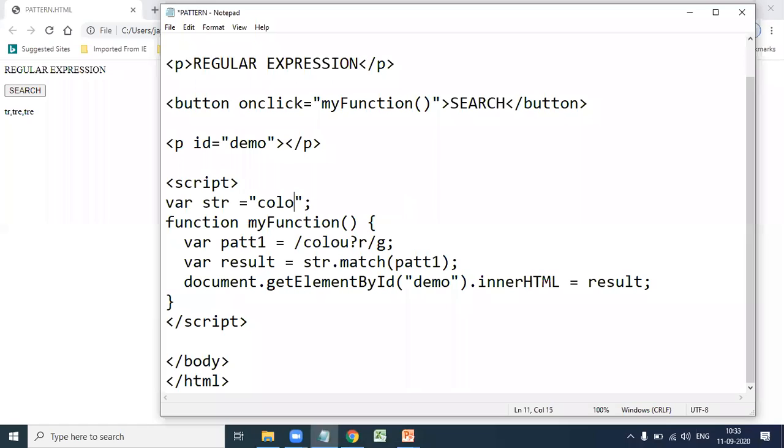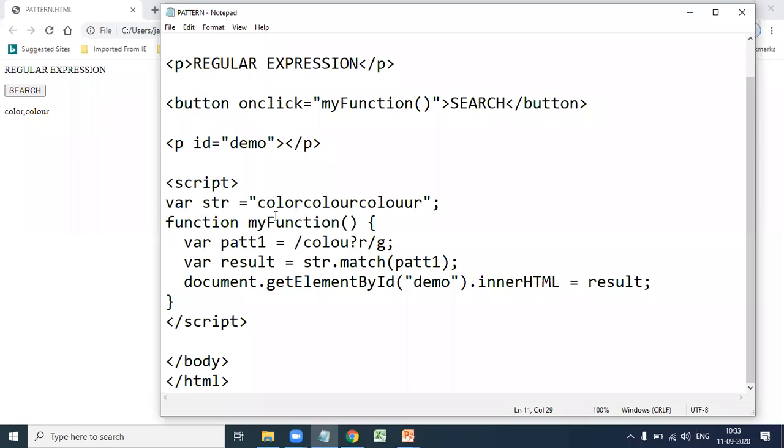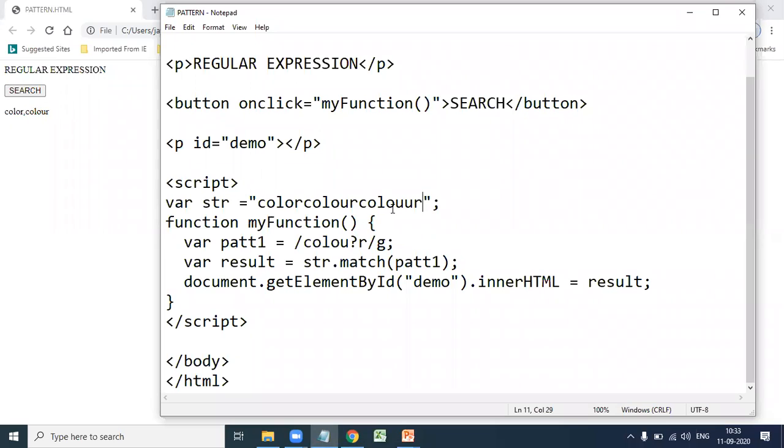Let us see color. See here, the output is color. The first one, COLOR, has 0 U after O. Next, COLOUR has 1 U after O. Next there are also 2 U's after O, but it does not match this one. Next one, period.